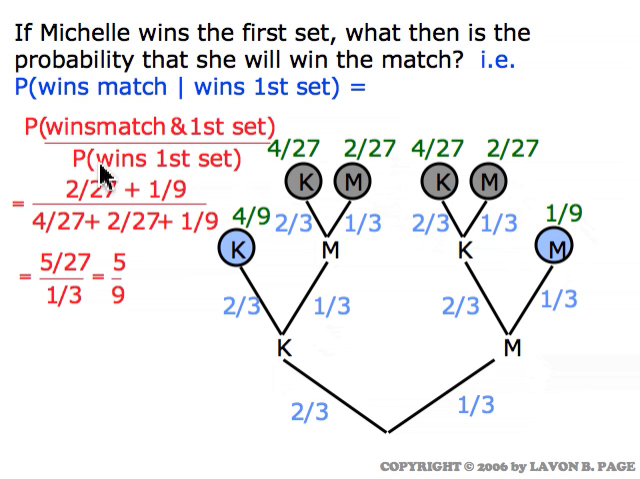The denominator will be the probability of all the cases where Michelle wins the first set. And that would be the 3 on the right part of the tree, since in all of those 3 cases we show Michelle winning the first set. So when we do the arithmetic, calculate the numerator divided by the denominator, we get 5/9 as the probability that Michelle wins the match based on the information that she wins the first set. And of course that's a higher chance of her winning the match than the probability we calculated based on no information about who wins the first set.